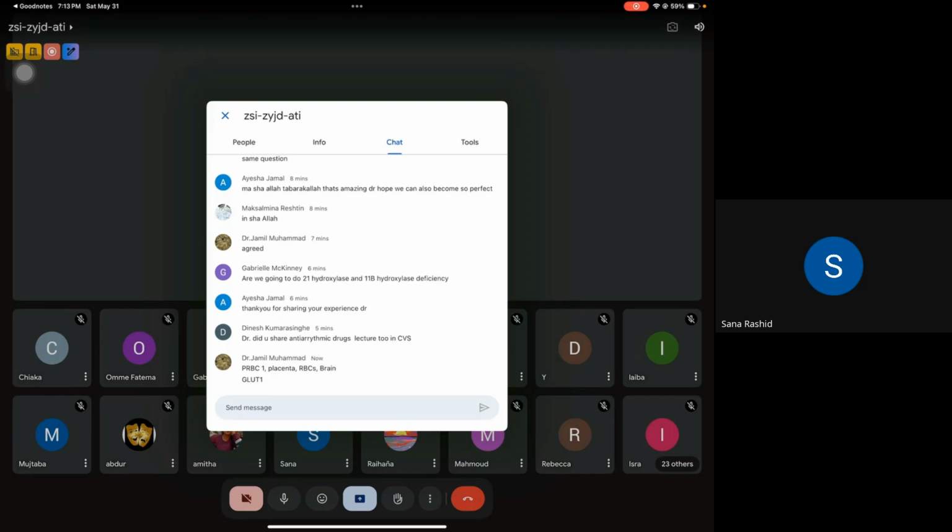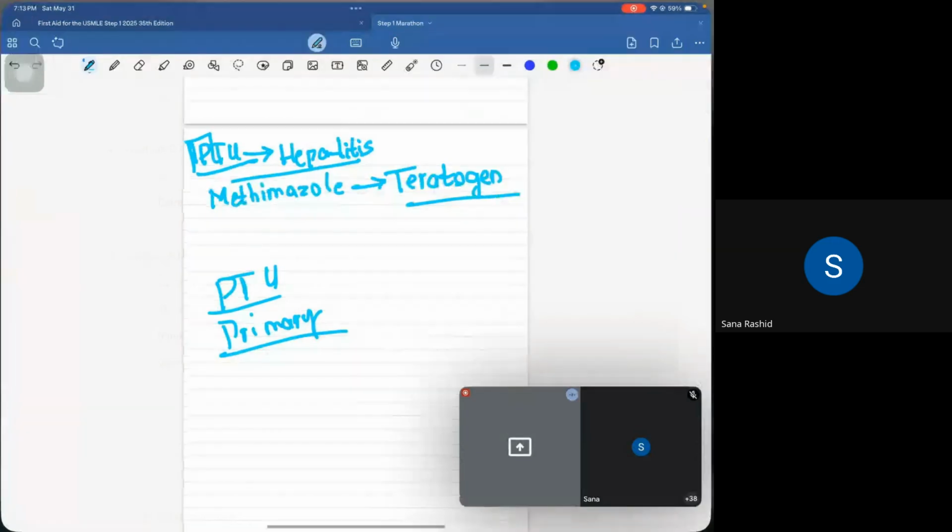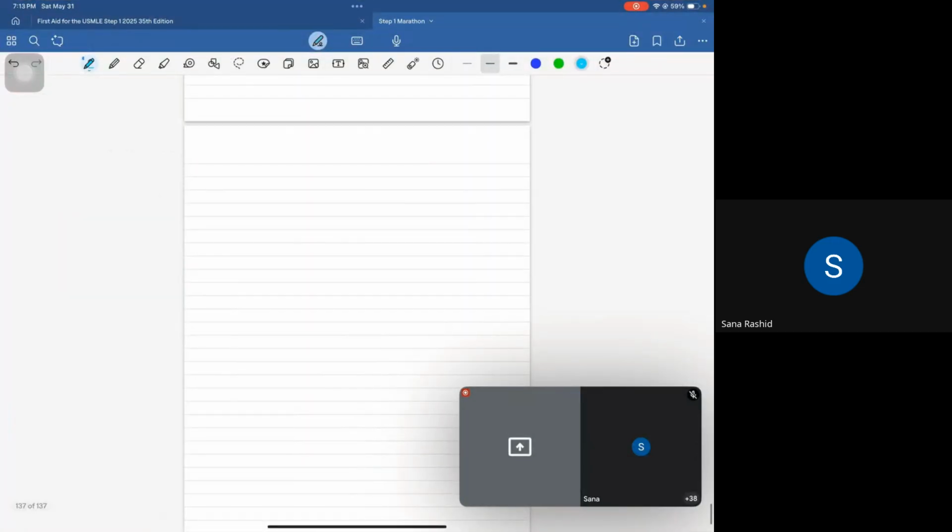This is the mnemonic that I had, right? GLUT4 has need for insulin, so we write 4 in this. So 4 and 4. So GLUT4 has need for insulin, right?